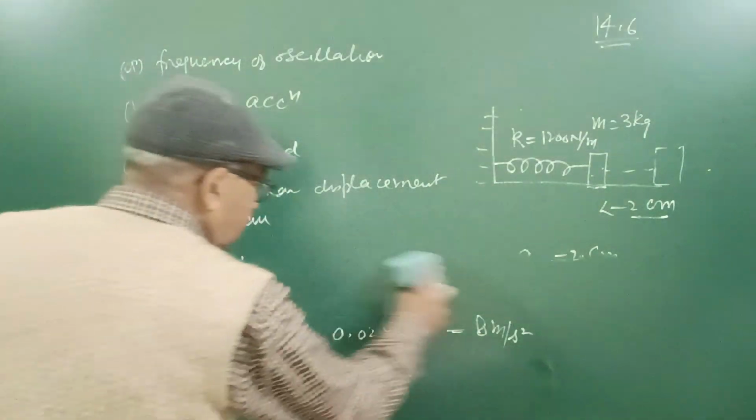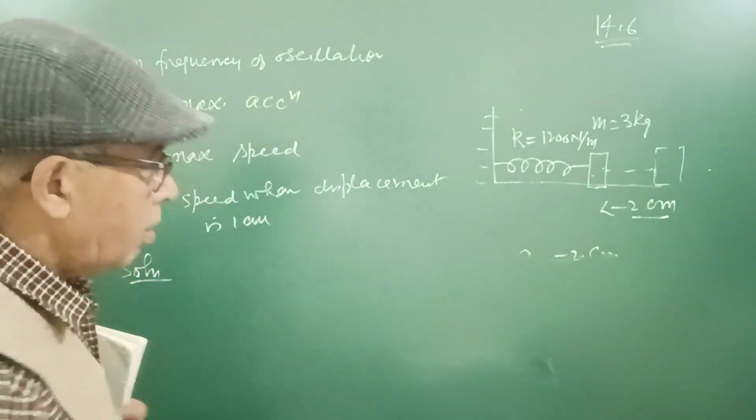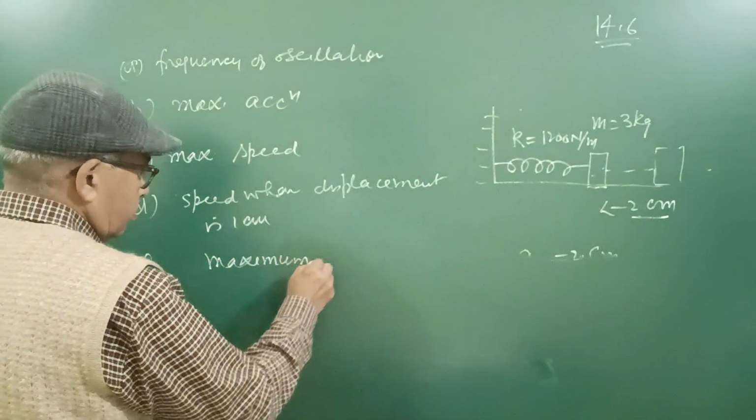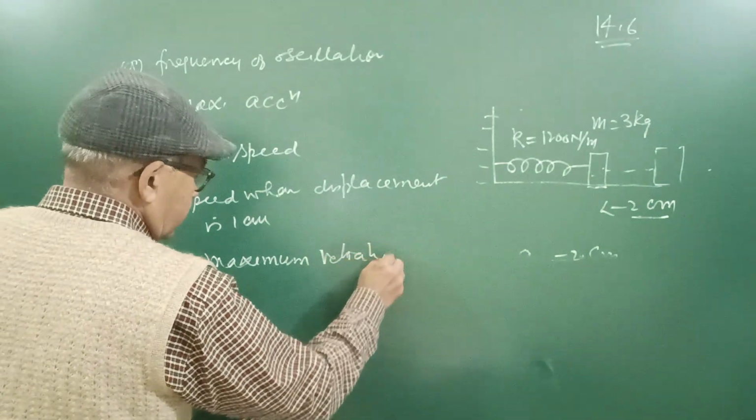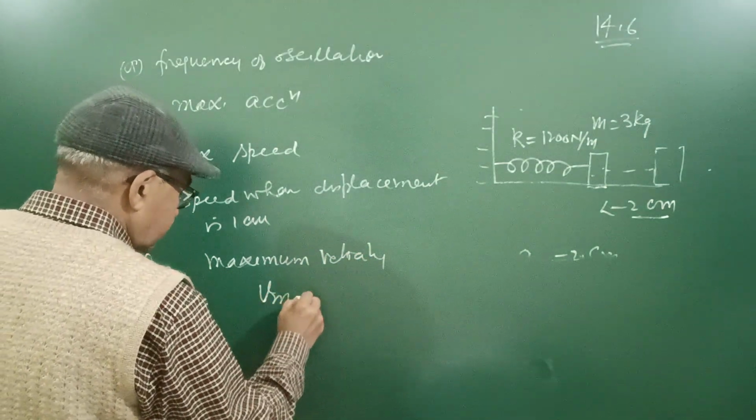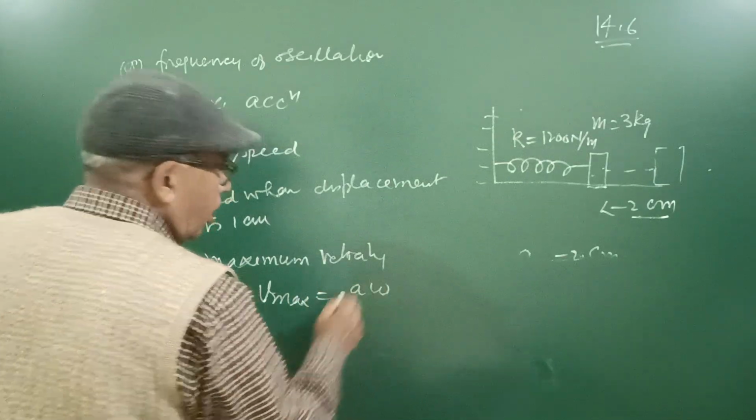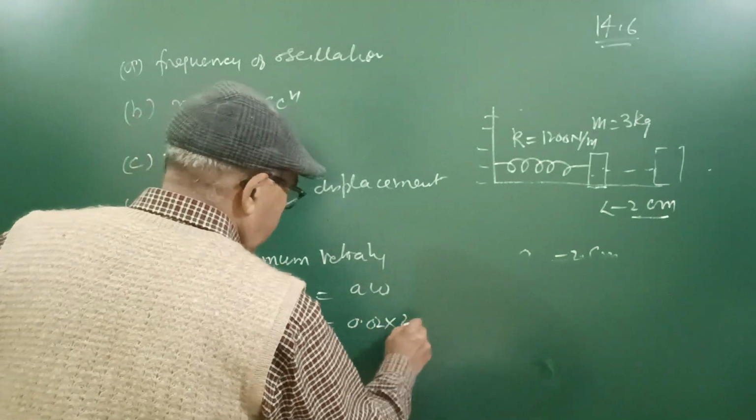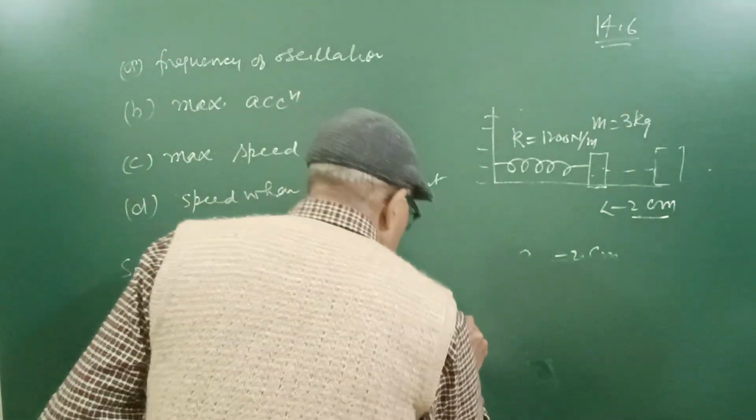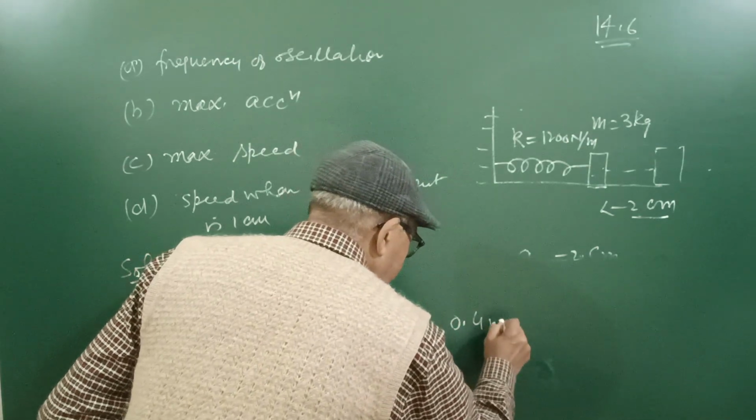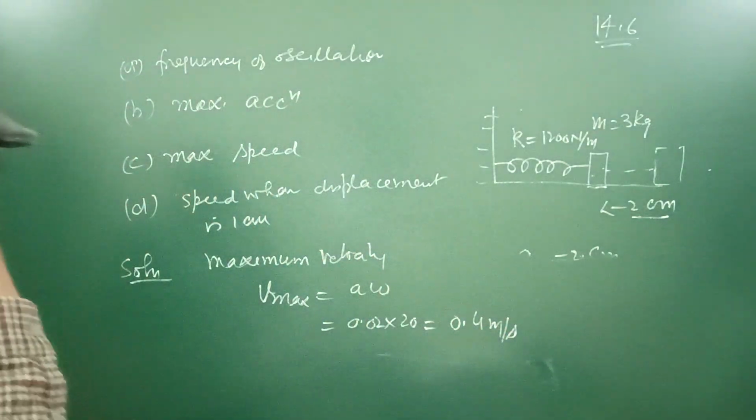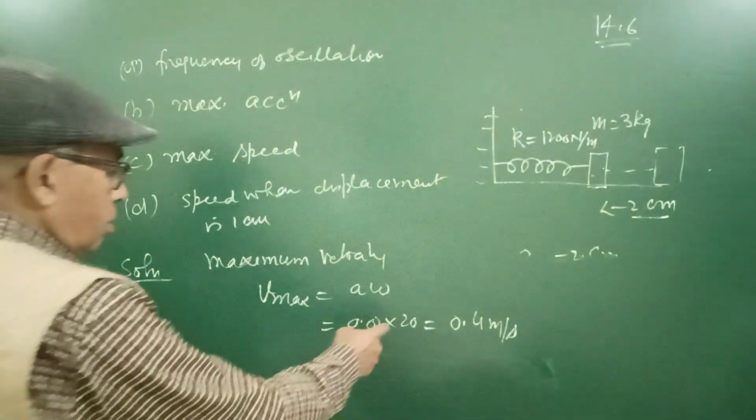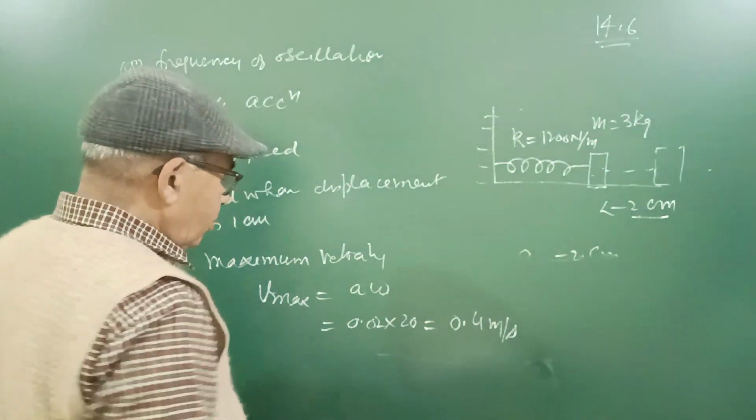Maximum velocity, v maximum is equal to a omega, that is 0.02 into omega 20, so it is 0.4 meter per second. Is that clear? 20 into 0.02 is 0.4, with decimal after 2 places.